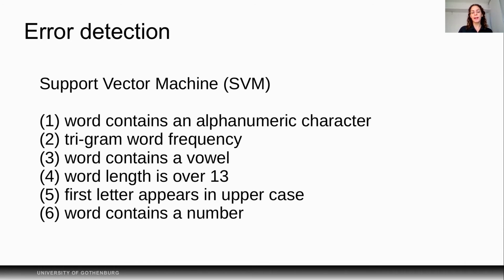In order to train an SVM model, we have to define a set of features to train the classifier on. Following our analysis, we decided to experiment with 6 statistical and word-based features, including the number of non-alphanumeric characters, trigram character frequencies, number of vowels, word length, number of uppercase letters, and the amount of numbers occurring in the word.